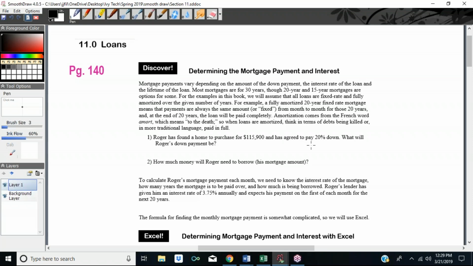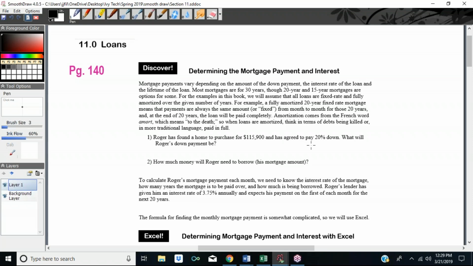So it says here, mortgage payments vary depending on the amount of the down payment, the interest rate of the loan, and the lifetime of the loan. Most mortgages are for 30 years, though 20 and 15-year mortgages are options for some, or even a 10-year mortgage too. For the examples in this book, we will assume that all loans are fixed rate and fully amortized over the given number of years.